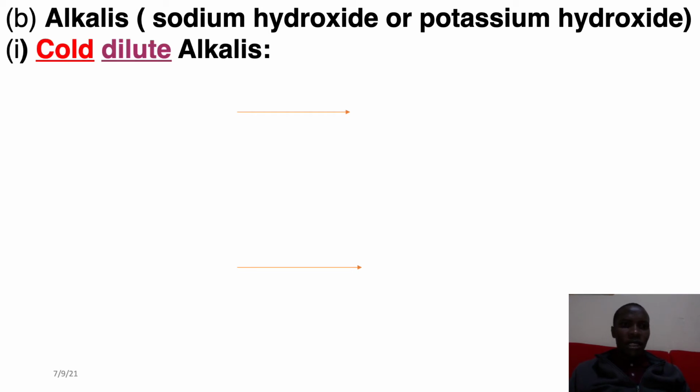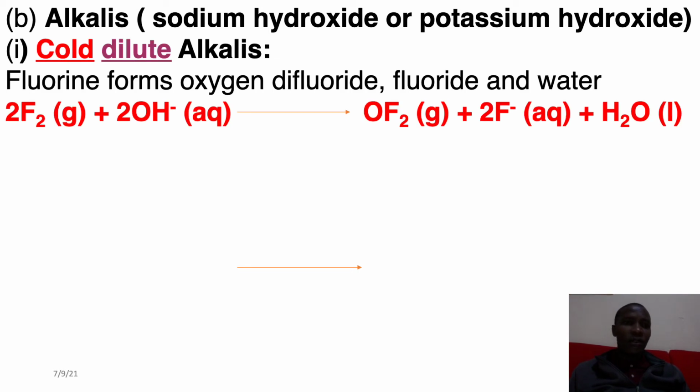Cold and dilute alkalis. What do we get? Fluorine, for it is special, has a lot of anomalies, and it will always form for you oxygen difluoride, like you see in the equation, and it forms also the fluoride, and then it forms water. So if I'm to write, for example, the molecular equation, fluorine reacts with sodium hydroxide to give us oxygen difluoride, sodium fluoride, and also water.